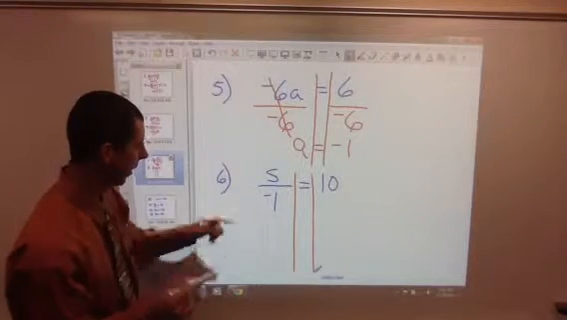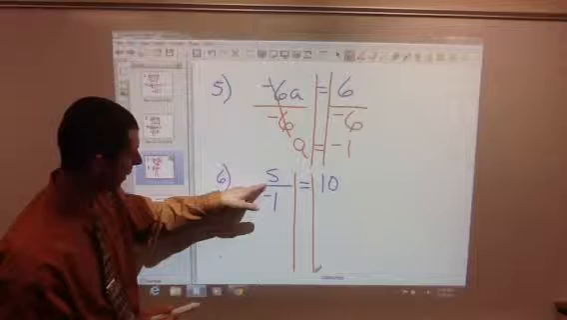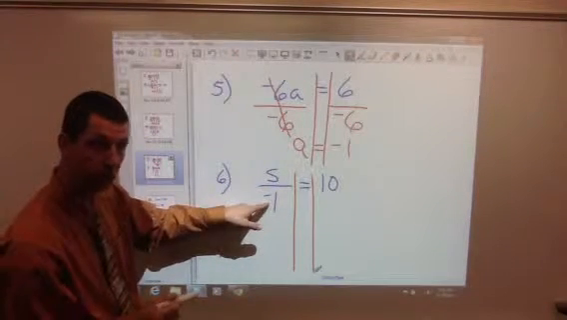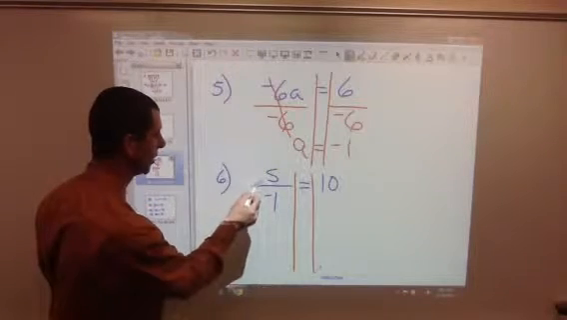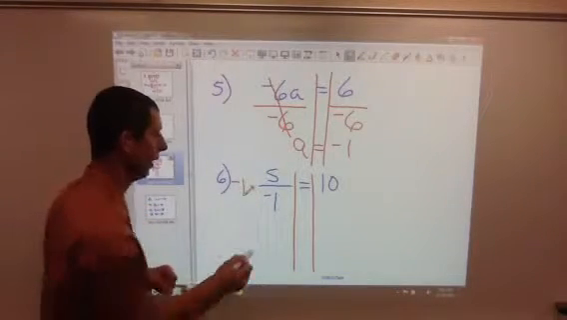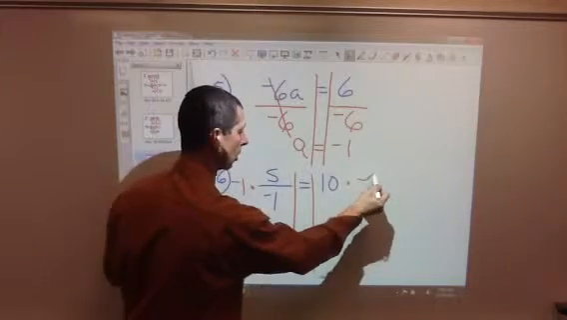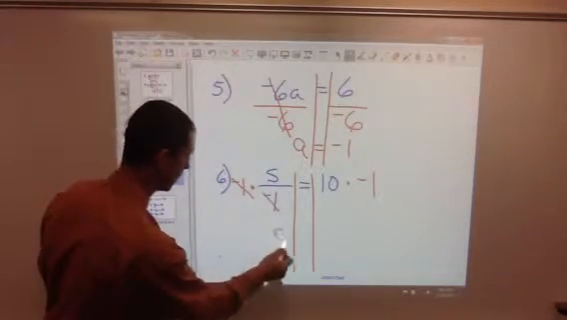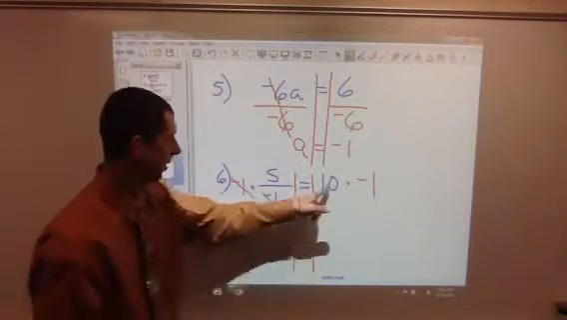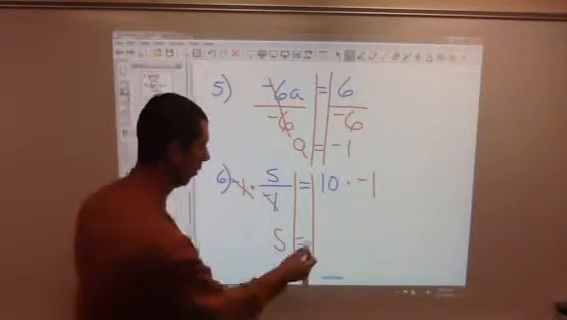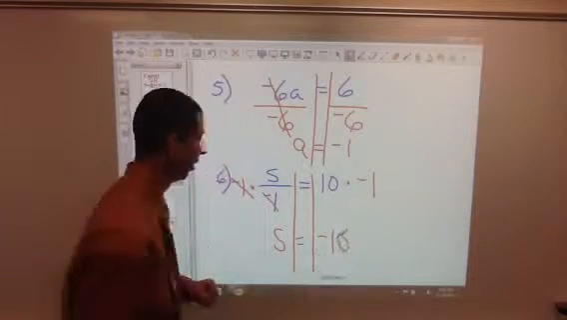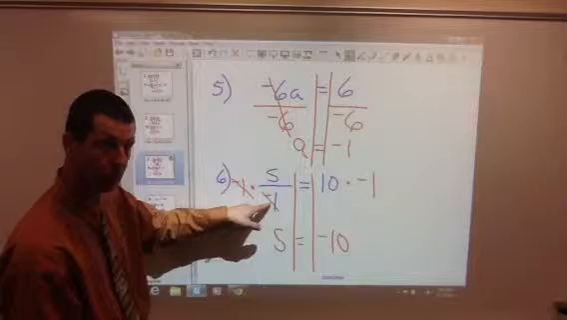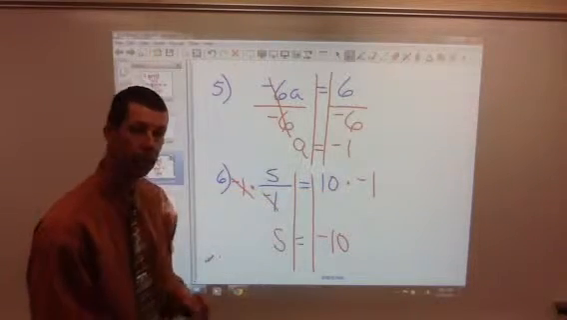Okay, but here we have our variable. S is being divided by -1. So we want to get rid of that -1. So we have to do the opposite operation, which is to times by -1. Over on this side, multiply by -1 as well. These cancel. S equals 10 times -1, which is -10. Once again, let's try it. -10 divided by -1 is +10. It does check out.